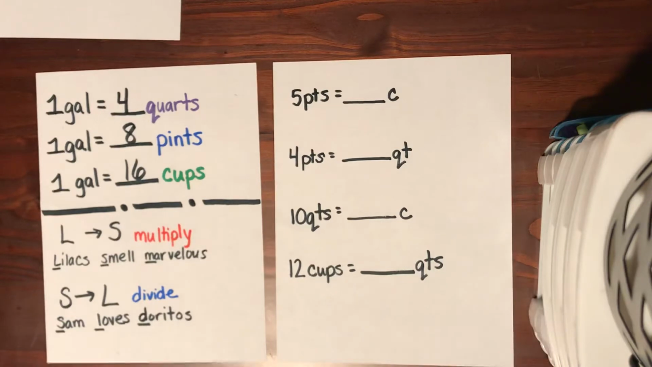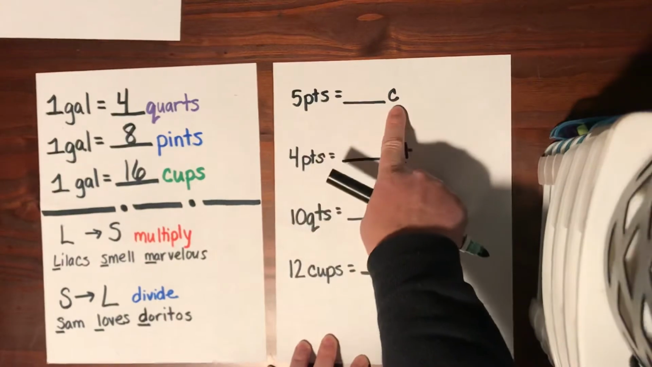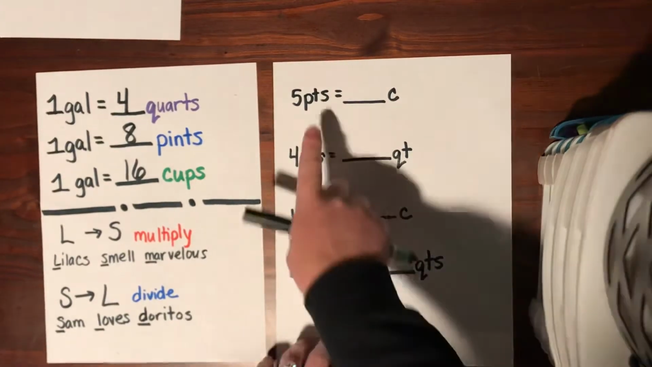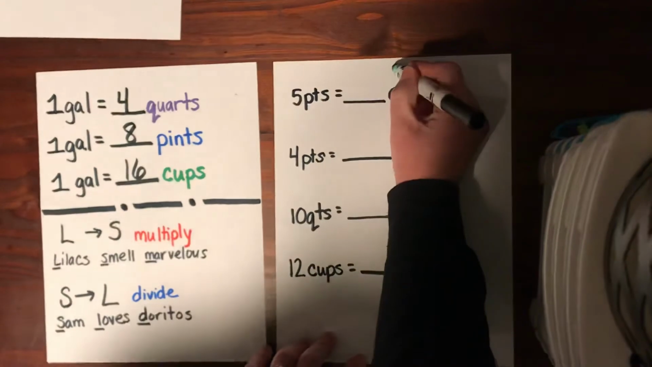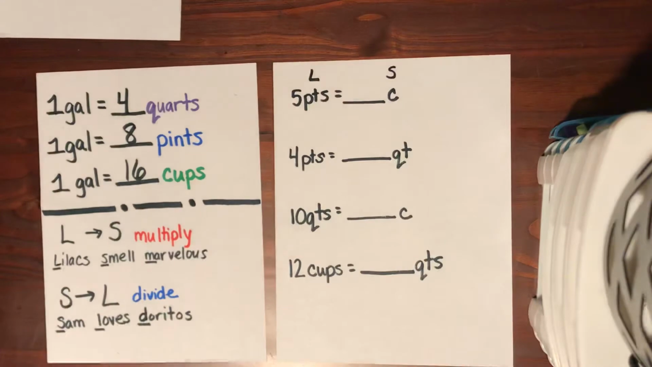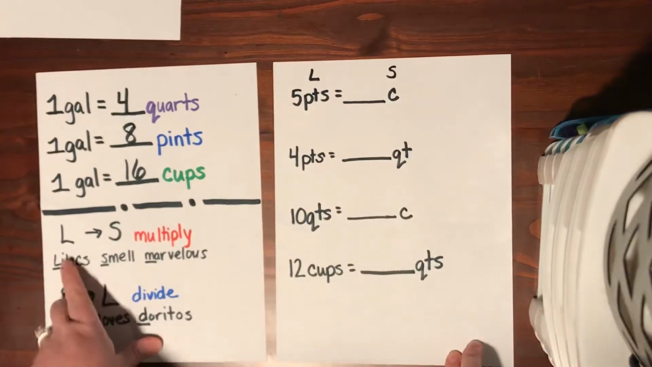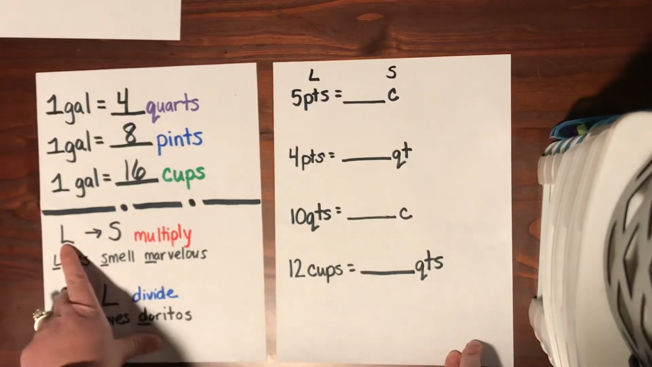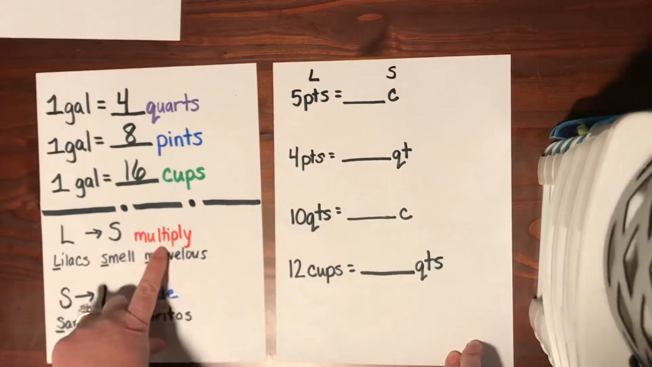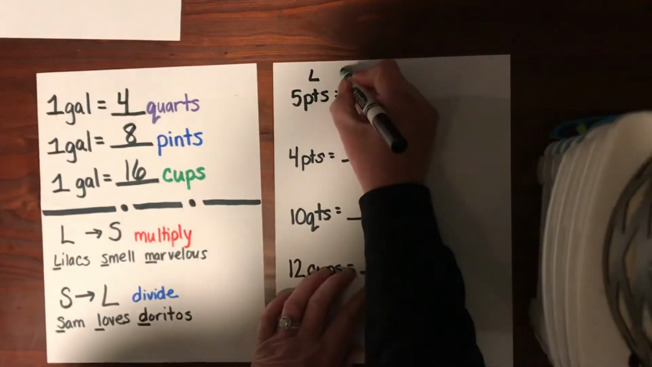So let's first ask ourselves, are we going from a smaller unit to a larger unit or a larger unit to a smaller unit? So I know that pints and cups are the 2 units that we are comparing. And I know that cups are smaller and pints are larger. So we are going from a larger unit to a smaller unit. And looking at our rules, lilacs smell marvelous. When you're going from a larger unit to a smaller unit, you're going to multiply. So larger to smaller, we are going to multiply.